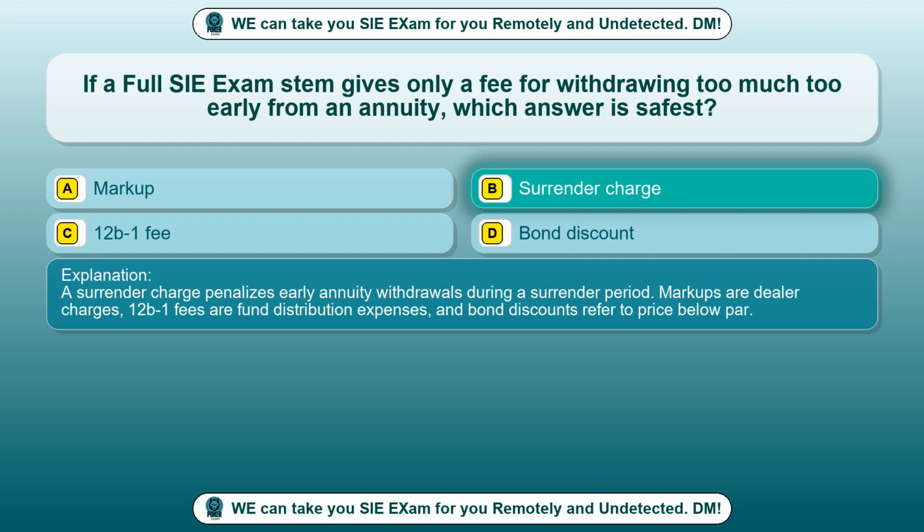A surrender charge penalizes early annuity withdrawals during a surrender period. Markups are dealer charges, 12b-1 fees are fund distribution expenses, and bond discounts refer to price below par.